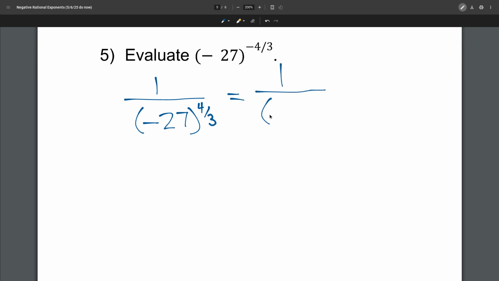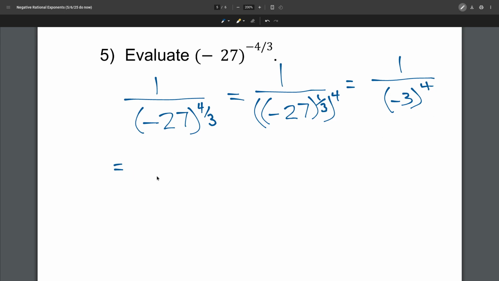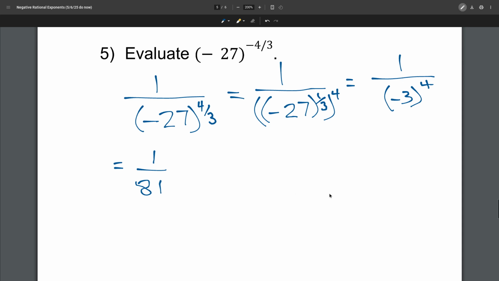We'll have -27 to the 1/3 power, and we'll raise that to the 4th power. So the cube root of -27 is -3. So we'll have 1 over -3 now to the 4th power. And that's going to be 4 -3's multiplied together, which is going to give us a positive 81. So 1 over 81 for this particular problem. All right, one more to go.